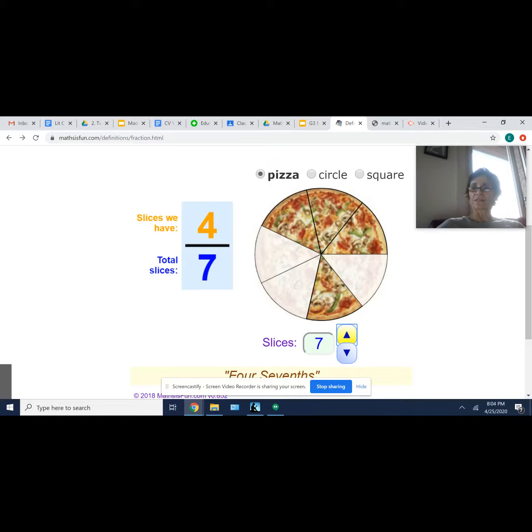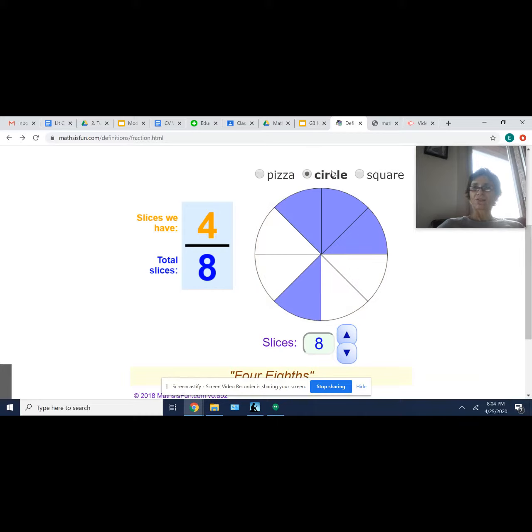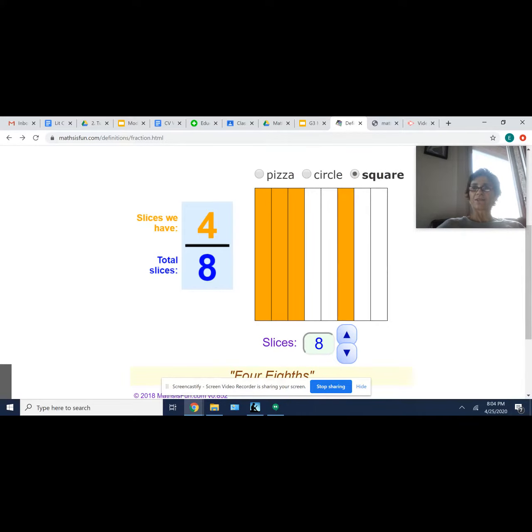These are 7ths and 8ths. That's 4/8 of a pizza, 4/8 of a circle, 4/8 of a square, 3/8, 2/8, 1/8. Or let's go to all 8 of them, and that's 8/8, which is 1 whole.